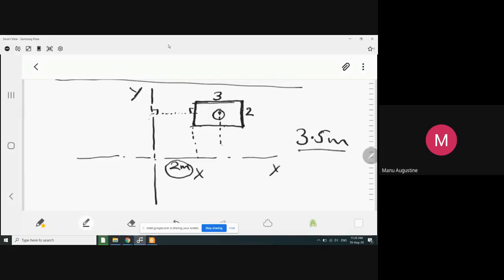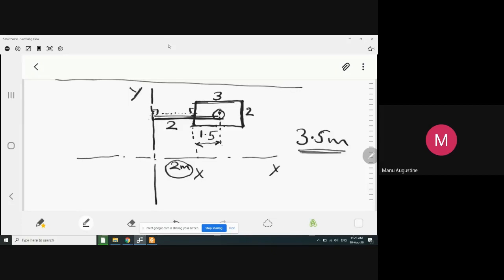vertical line. So this centroid would actually be 1.5 meters from the edge, and the edge itself is at a distance of 2 meters from the y-axis. So what is the distance of the rectangle from the y-axis? It is 2 plus 1.5. So this is the overall distance of the rectangle from the y-axis, and hence it is 3.5 meters.